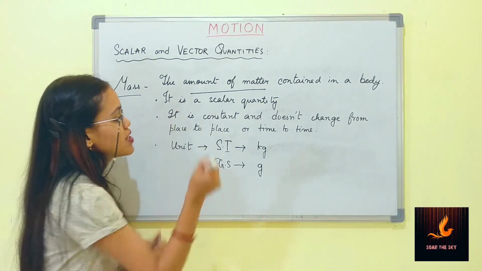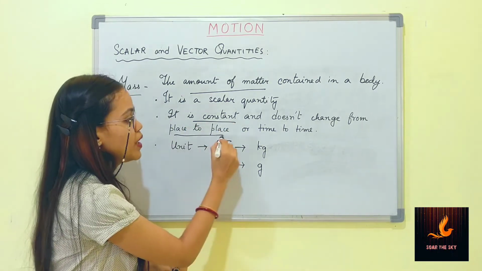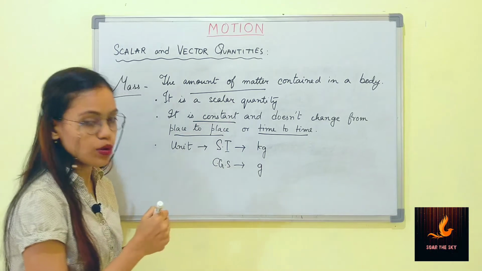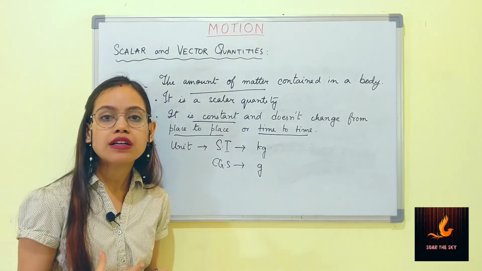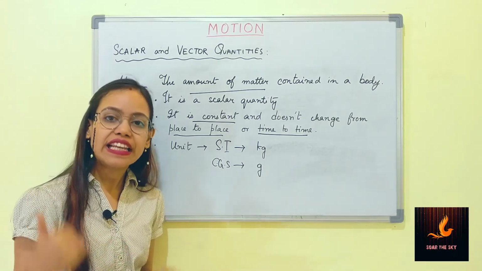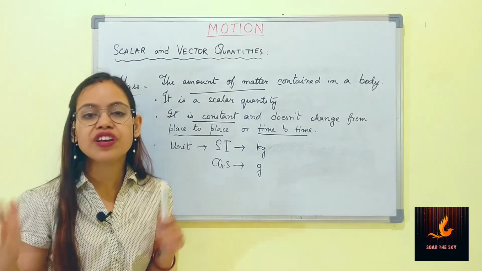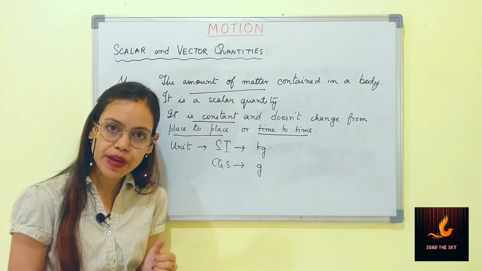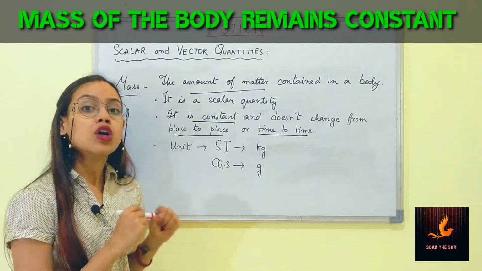It is constant and does not change from place to place or time to time. So if a body has a mass of 1 kg, that mass of the body will be constant whether it's in any place or whether it's measured in the morning or in the afternoon. Irrespective of time, irrespective of any place, the mass of a body always remains constant.